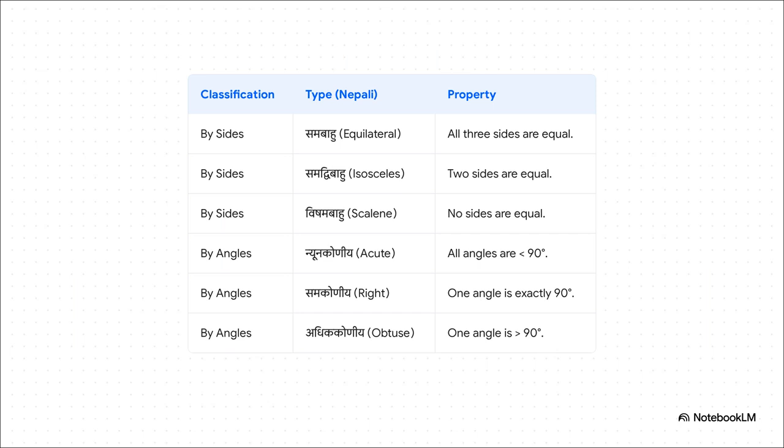When we're looking at sides, an equilateral triangle is perfectly balanced. All 3 sides are the exact same length. An isosceles has just 2 equal sides, and a scalene triangle is kind of the wild one. None of its sides are equal.